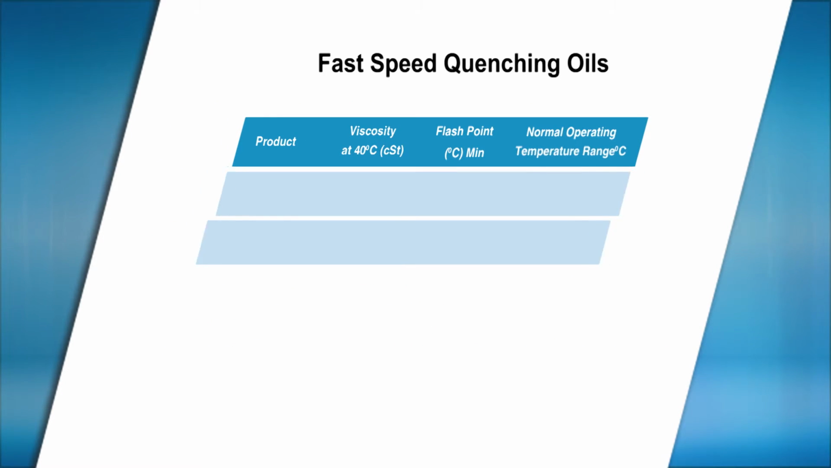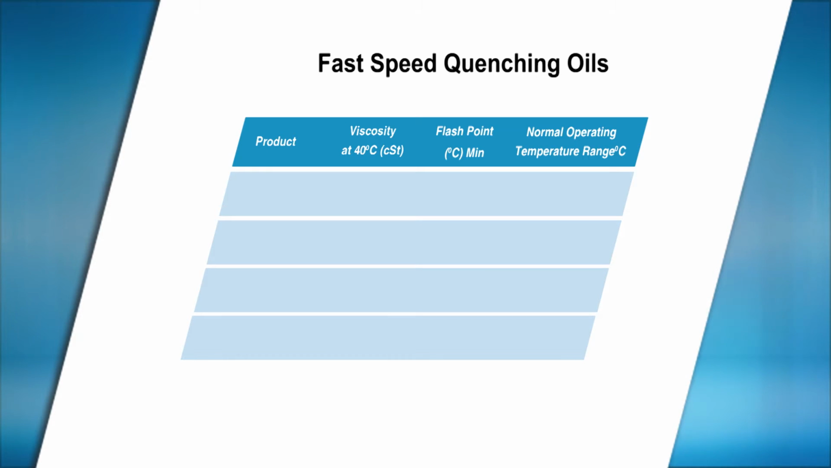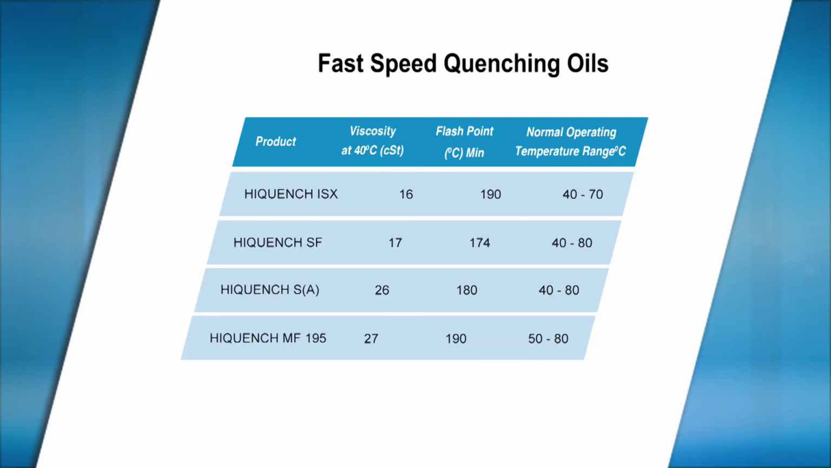The table shows some of the important fast-speed quenching oils widely preferred by many of Hardcastle Petrofer's customers. The wide range of viscosities offers customers choice to suit their demanding performance requirements. The recommended oil temperatures are in the range of 40 to 80 degrees Celsius.